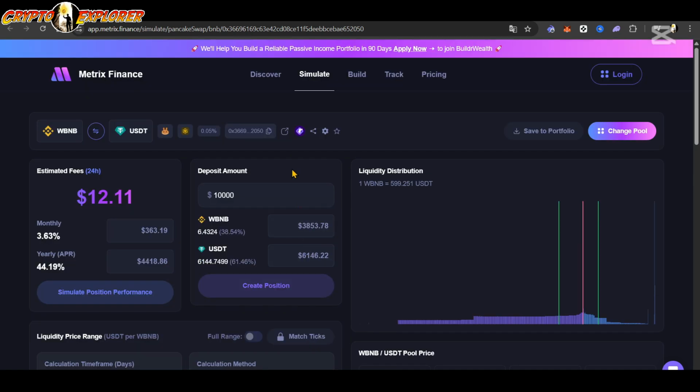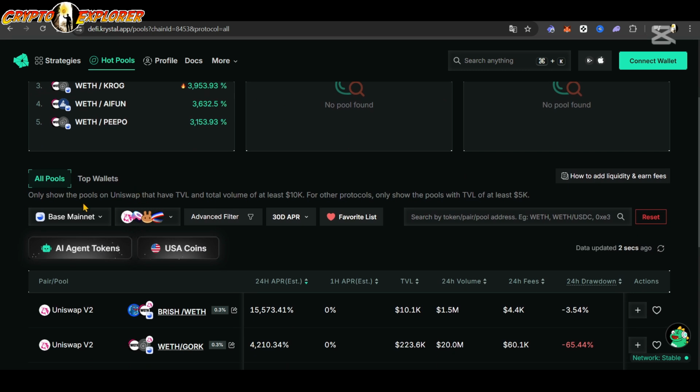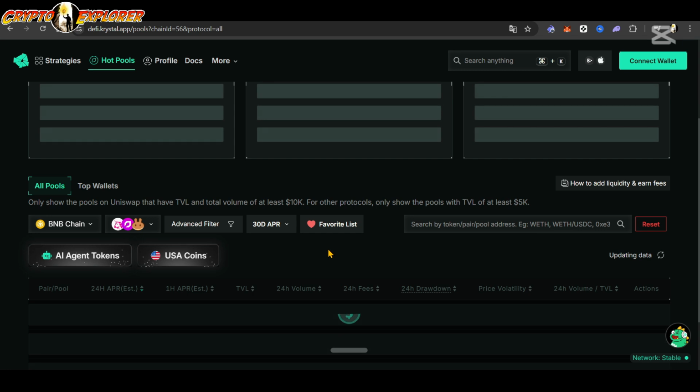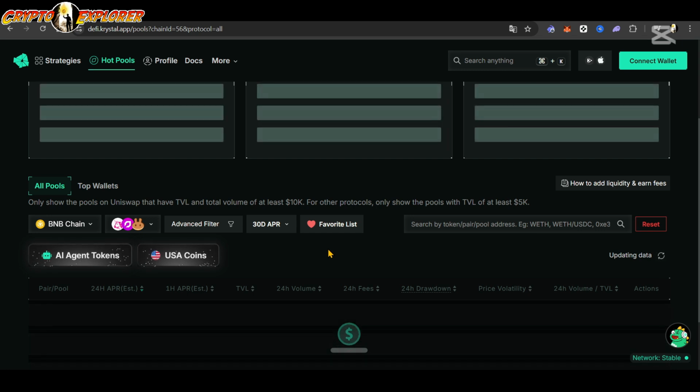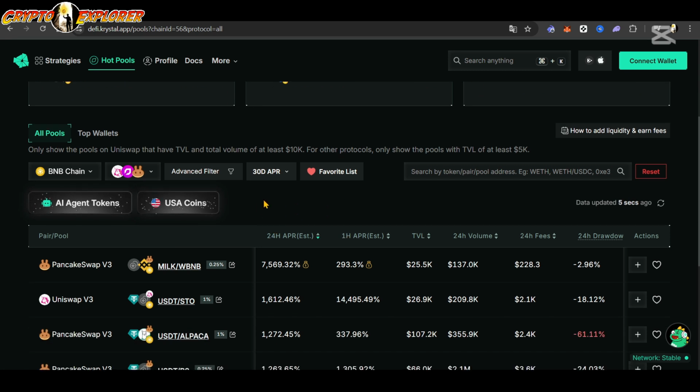So you can use METRIX to do this, you can use also Krystal. So let's see how this would work on Krystal. I'm gonna go on hot pools and now I'm gonna select the BNB chain. We're just using the BNB smart chain as an example, of course. All the information here can be applied to Solana, to Ethereum, whatever blockchain you wanna invest on, okay?